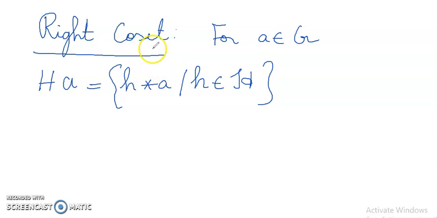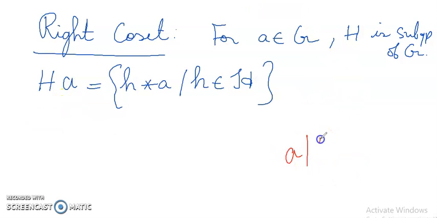Similarly, we can define the right coset for any a element of the group G, where H is a subgroup of G. The right coset Ha is equal to, we just defined the left coset aH, and the right coset is H * a, the set of all h * a, where h is an element of capital H. So this set is called the right coset.